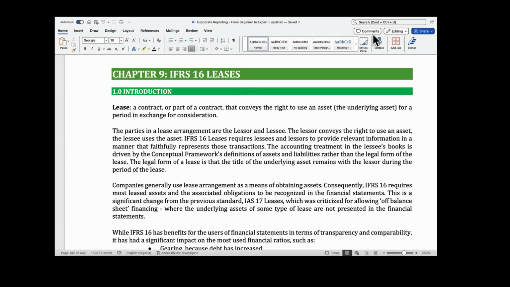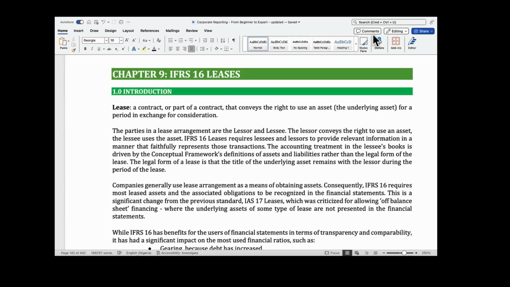Let's try and see if we can finish a significant part of this standard. I know I cannot finish everything tonight. At least let's see if we can get very far. So, IFRS 16 on leases.